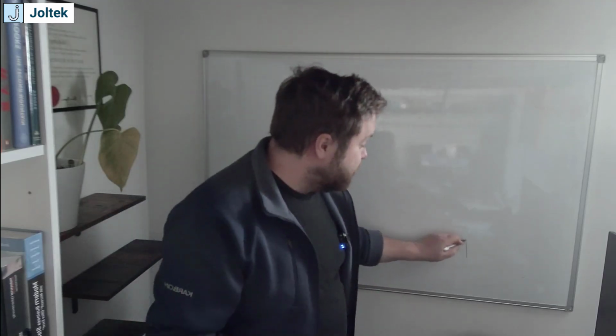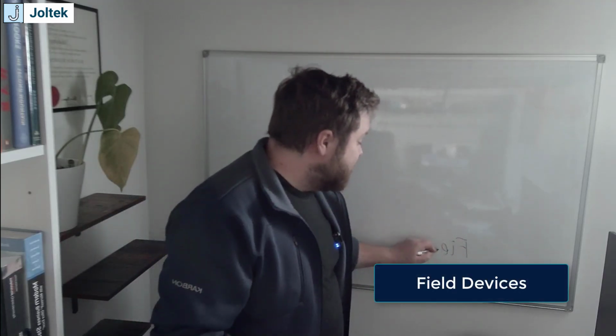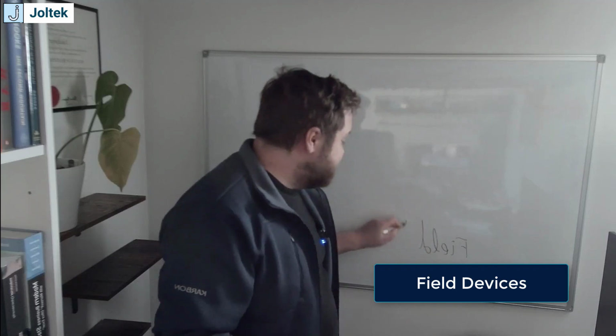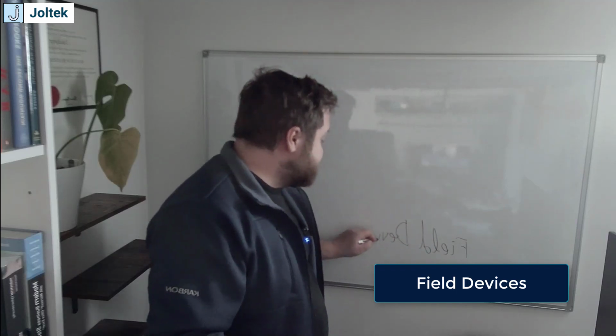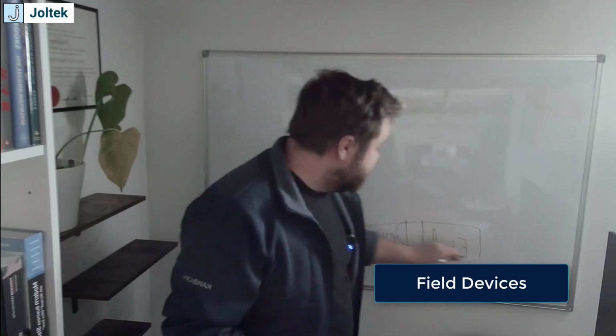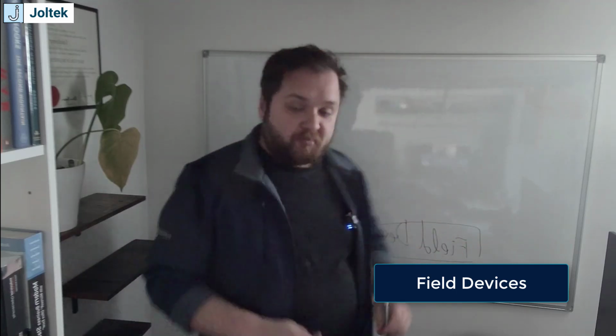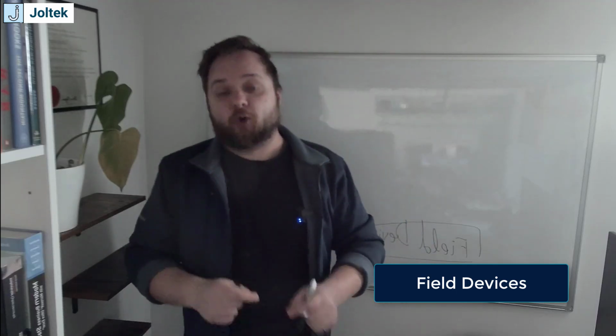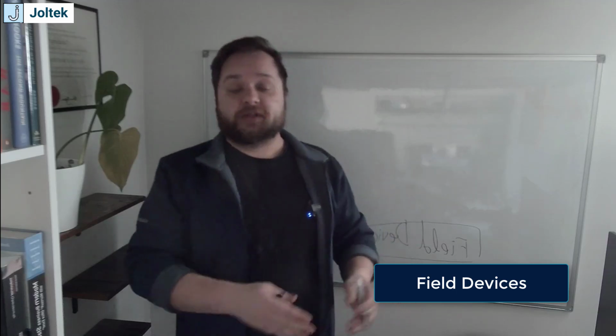Here all the way at the bottom, and I'm going to write that down as field devices. So field devices are a critical component of manufacturing because they are ultimately the interface between the physical or the process and mechanical worlds and the digital world, right? So what do I mean by that?